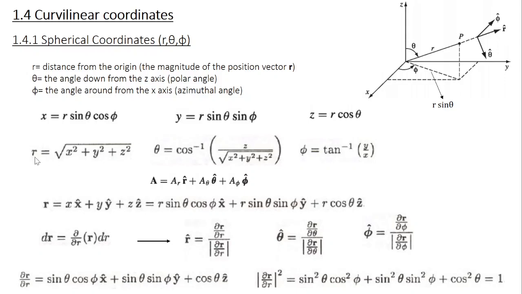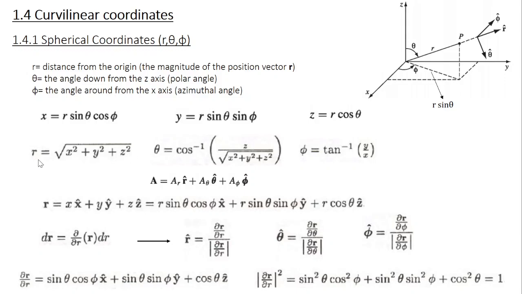Alternatively, you can write r, theta, phi in terms of x, y, z. How do we do that? We know the definition of r. This is nothing but the position vector. So in the Cartesian coordinate system, you write the position vector as x x cap plus y y cap plus z z cap. Now r is the magnitude of this position vector. So in component form, the magnitude is defined as the square root of x square plus y square plus z square.